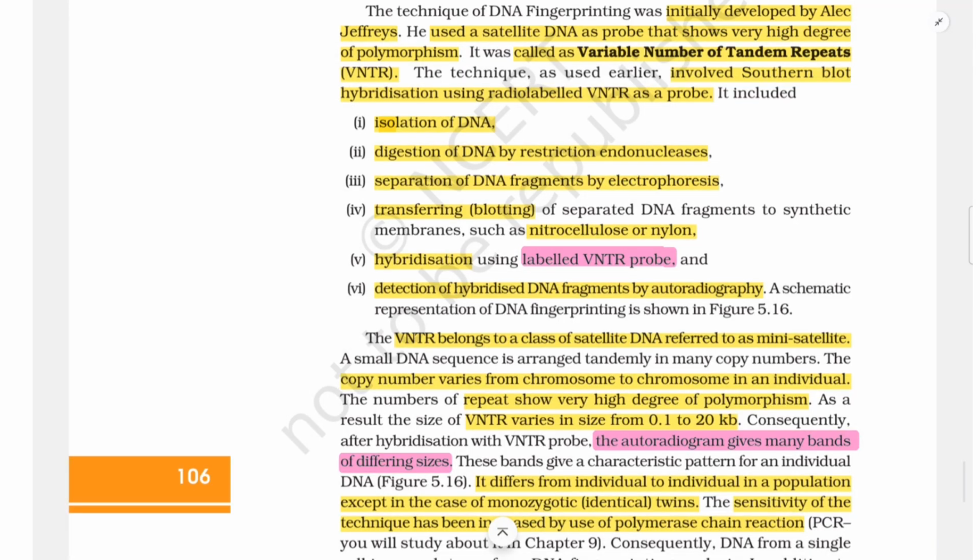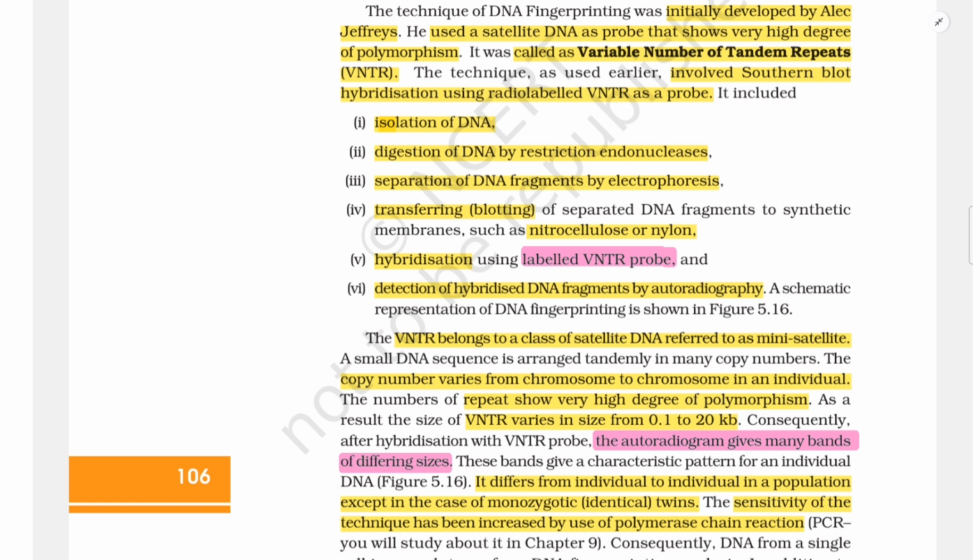The technique of DNA fingerprinting was initially developed by Alec Jeffreys. He used a satellite DNA as a probe that shows very high degree of polymorphism. It was called variable number of tandem repeats, VNTR. The technique as used earlier involved Southern blot hybridization using radiolabeled VNTR as a probe.